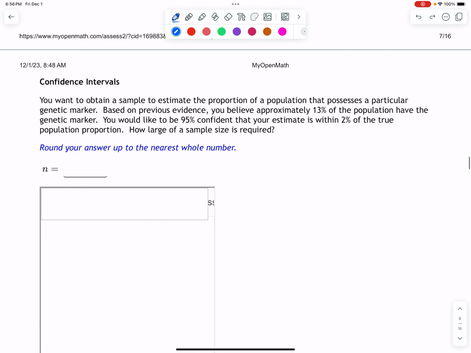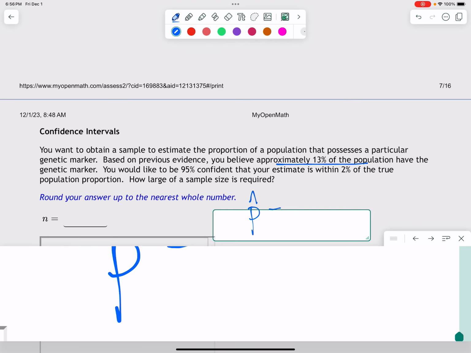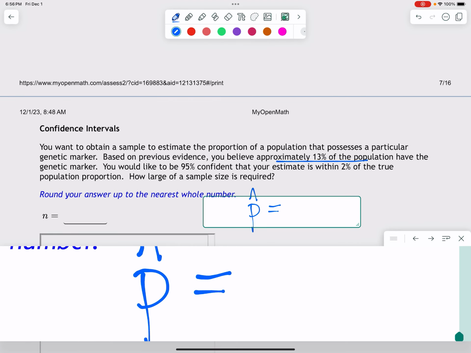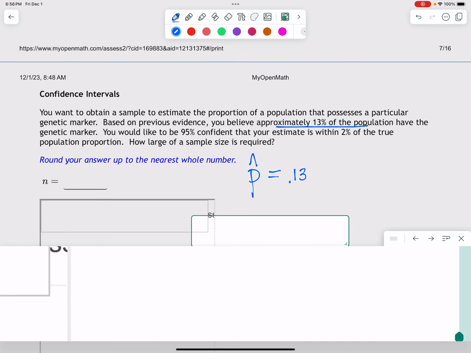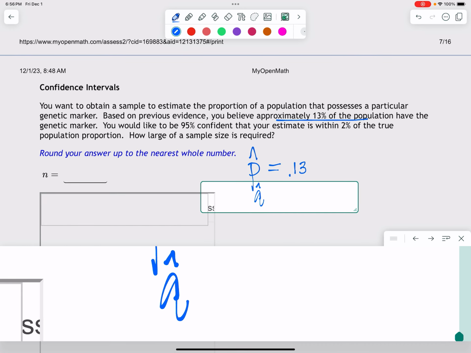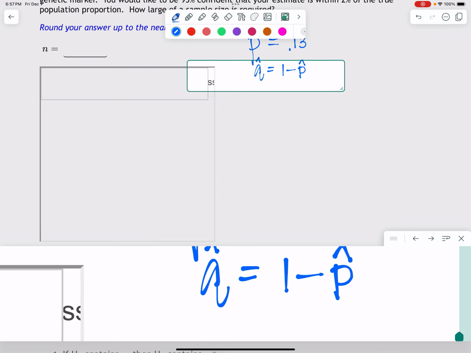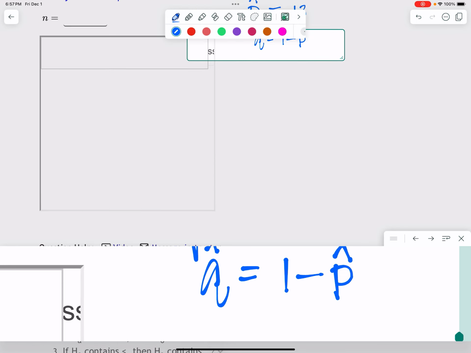14 looks very similar. It looks like this time they give you p hat. Remember to find q hat. That's 1 minus p hat. So when you need q hat for your formula, you plug p hat in to get q hat, and then it should work the same way.